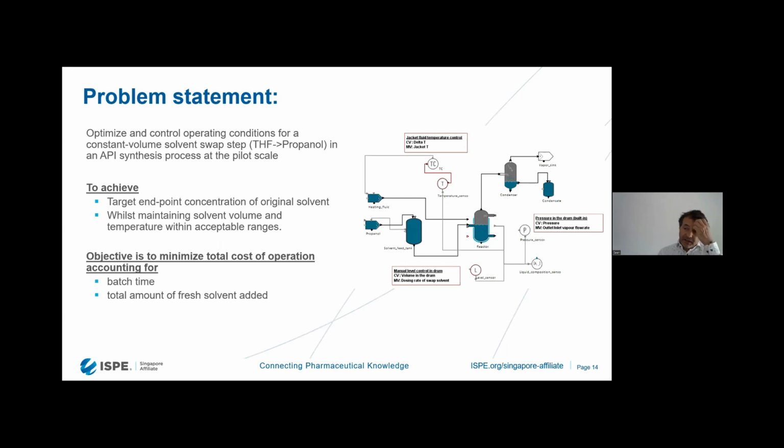So this is a specific application with THF and propanol as the solvents. The idea is, of course, that the original solvent concentration has to be reduced below a minimum level. Whilst we optimize the process, the solvent volume and temperatures, of course, have to remain within acceptable ranges. And the objective, as I mentioned before, is to minimize batch time or energy or solvent costs, or a combination of those.